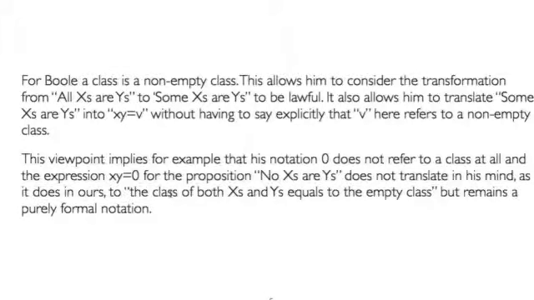So the expression xy equals 0, which he uses to translate the proposition no x are y's, does not translate in his mind, as it does in ours, to the class of both x and y's equals the empty class. It doesn't. For him, it's a purely formal notation, which can be manipulated in a certain way, but it cannot mean for him the class of both x and y's is equal to the empty class, because there is no empty class, because all classes are non-empty.